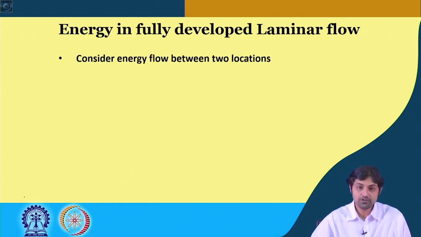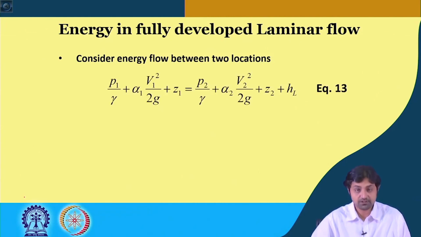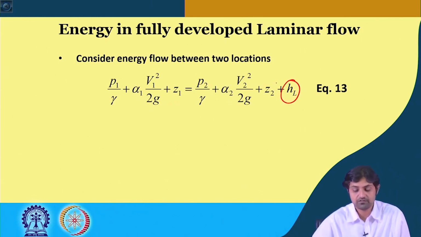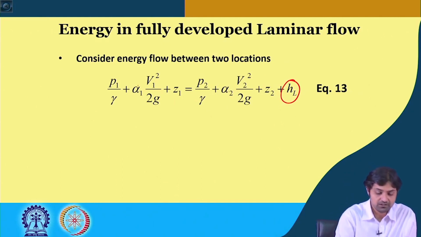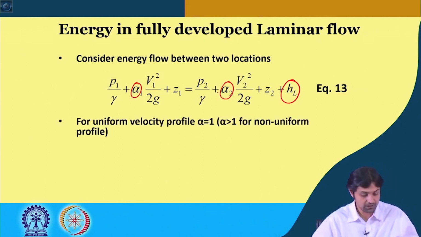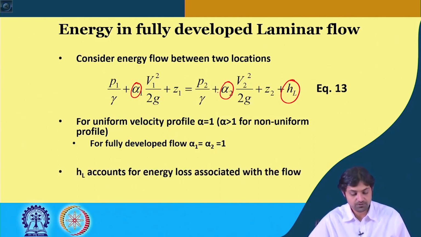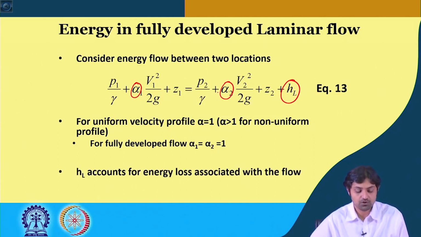So, consider the flow between two locations. If we consider flow between two locations, we can write Bernoulli's equation: the pressure head, the velocity head and the datum head are equal, plus the energy loss on the other side, if there is an energy loss in terms of head loss HL. This alpha 1 and alpha 2 we take as 1 for the uniform velocity profile, and alpha is greater than 1 for a non-uniform velocity profile. We are assuming alpha is equal to 1 because our velocity profile is uniform. So, for fully developed flow alpha 1 is equal to alpha 2 is equal to 1, and here the head loss accounts for energy loss associated with the flow, that I have told you before.